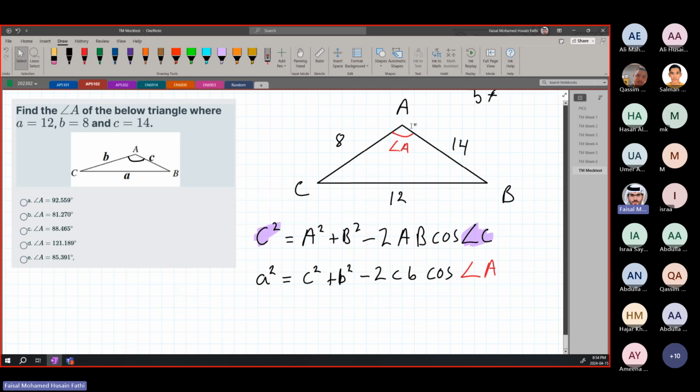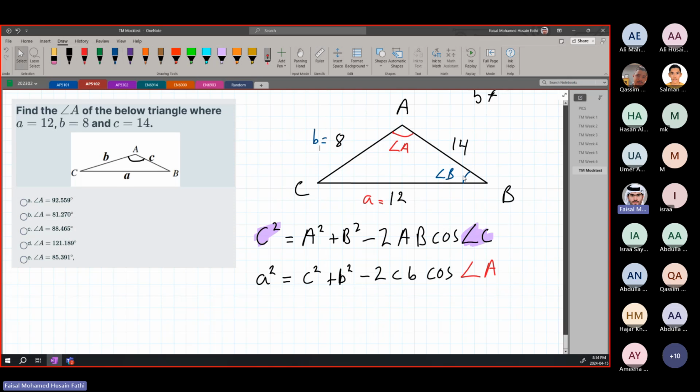Since we are looking at this angle, which is opposite to this side, which is side A, and A is equal to 12, we are going to have to equate the opposite to this. So A squared will be the first term, which is the opposite to this angle. And then, if they told us to find B, we're going to have B here. So if they said, for example, this is angle B, B is equal to 8.